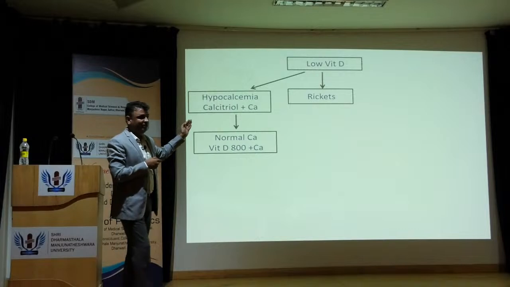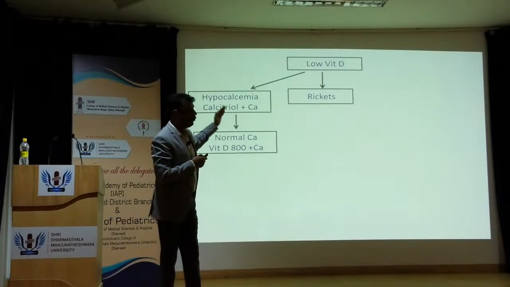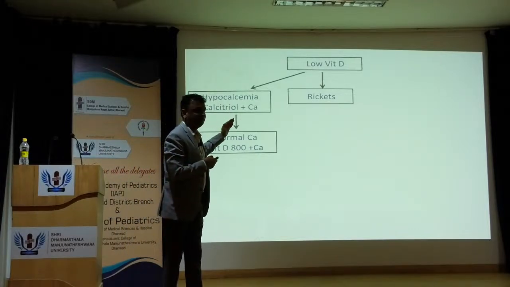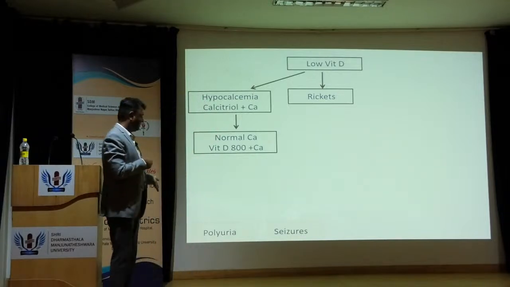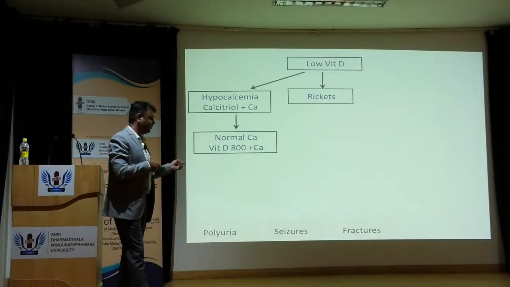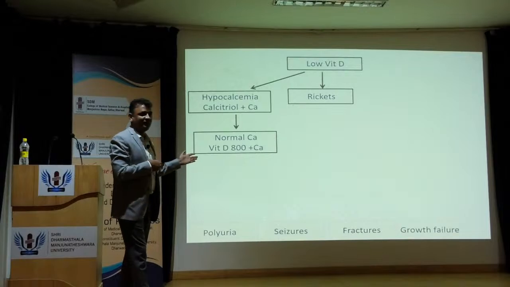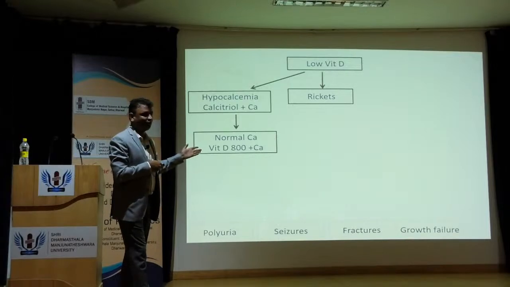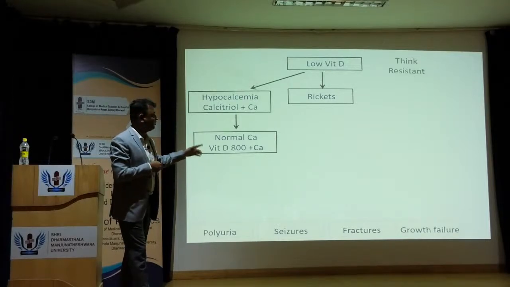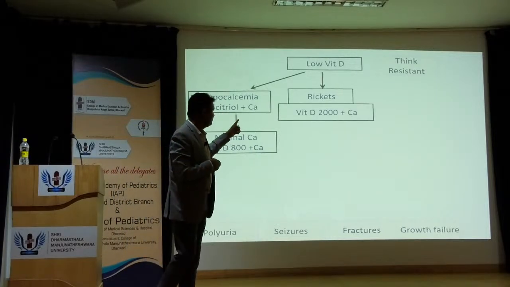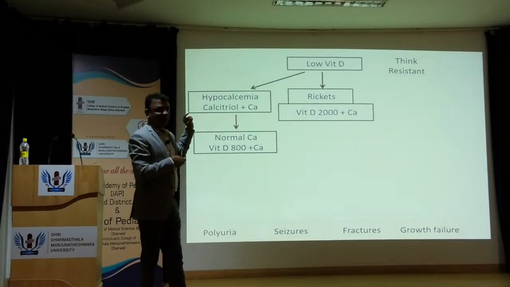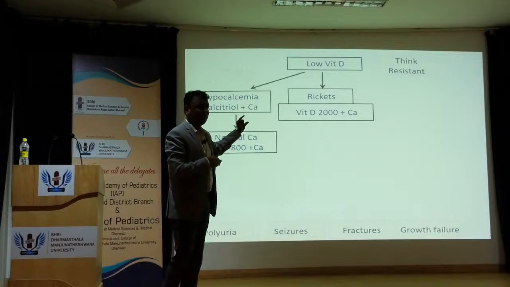The second point is vitamin D deficiency, low vitamin D with rickets. There is rickets. Then ask these questions. Is there any polyuria? Does this child have seizures? Are there any fractures? Or is there any growth failure? These are some of the pointers which make us think resistant rickets. So then don't label these children immediately as having resistant rickets.